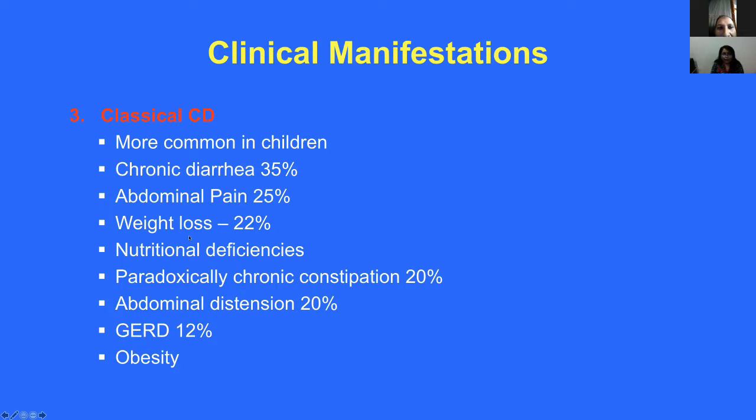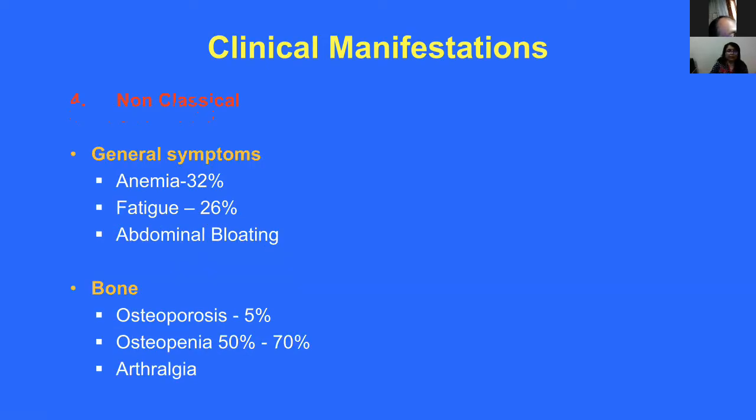They come with nutritional deficiency in the form of anemia. Iron deficiency anemia is a very common clinical presentation, or growth retardation. These are the common features which are seen in patients with celiac disease. Then coming to the non-classical symptoms, these are the symptoms which are more commonly seen in the adult population.